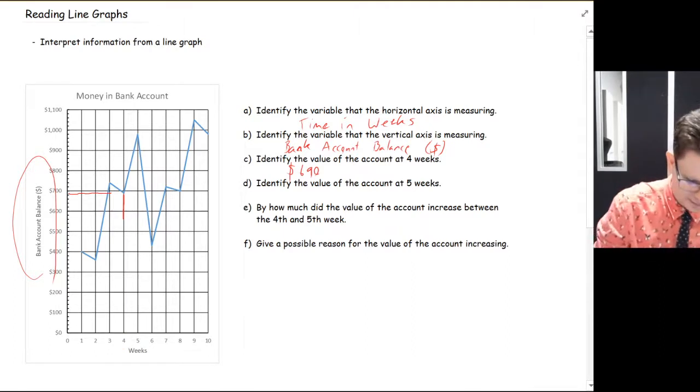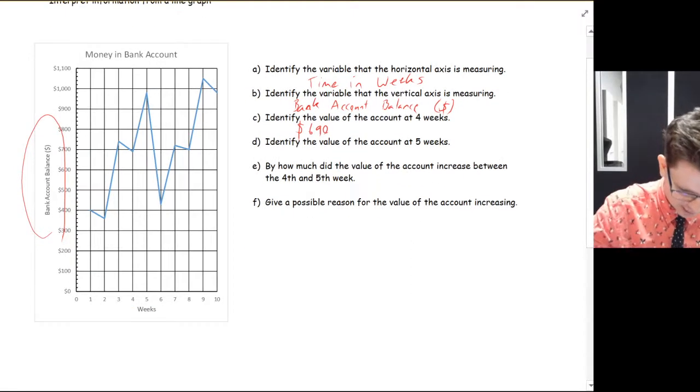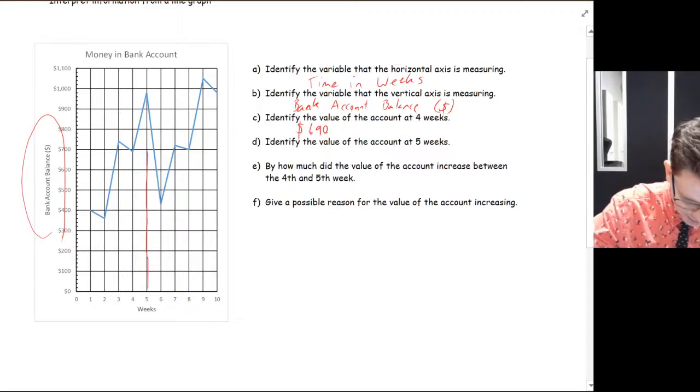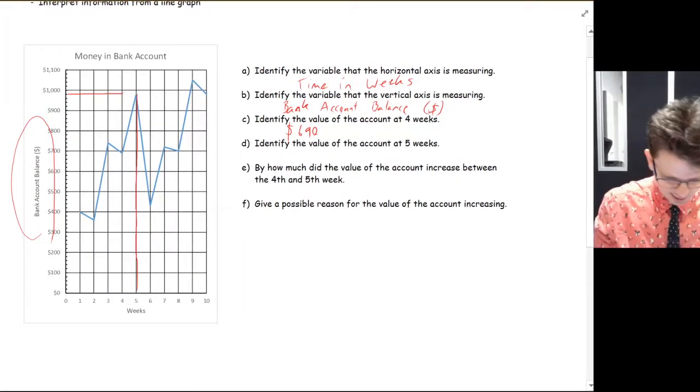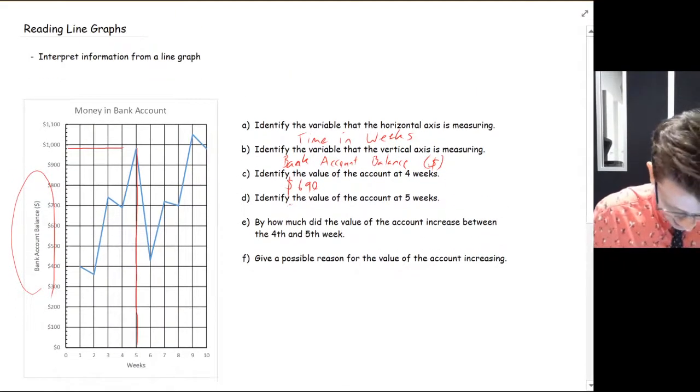Alrighty, what about the value of the account at 5 weeks? Okay, let's have a look up. Alright, it's grown quite a bit. I think this is one we were looking at before. So that looks like it's nearly $980.